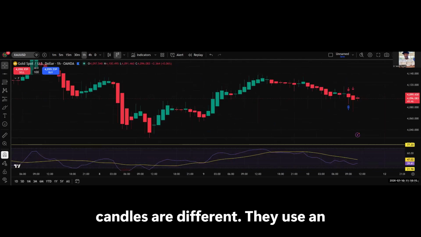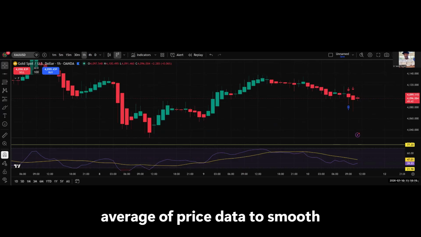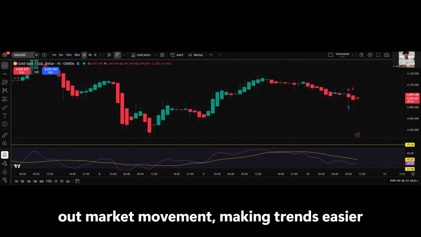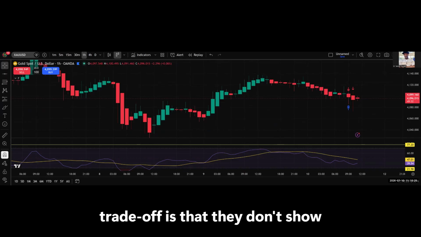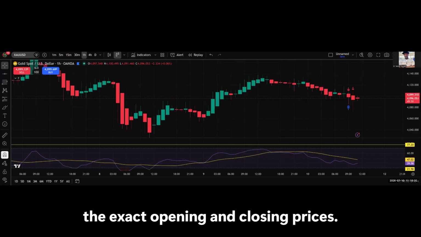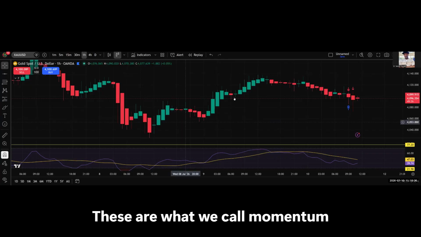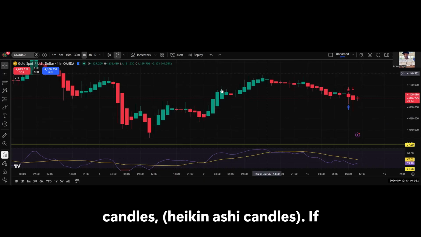Now, Heikin Ashi candles are different. They use an average of price data to smooth out market movement, making trends easier to see and filtering out a lot of the market noise. The trade-off is that they don't show the exact opening and closing prices. These are what we call momentum candles, Heikin Ashi candles.